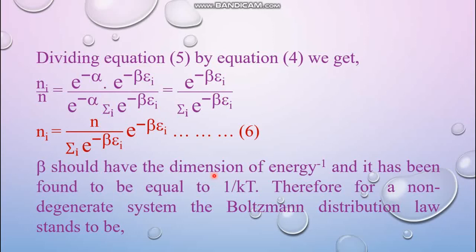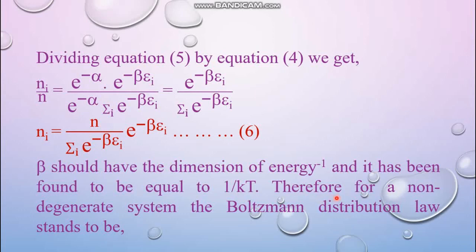So we can directly write that this beta is, since here it is multiplied with energy and it has to be dimensionless, it has to have the dimension of energy inverse. Okay, so beta should have the dimension of energy inverse, and it has been found to be equal to 1 by kT. This is the final form of beta. This is known as the modulus of distribution, isn't it?